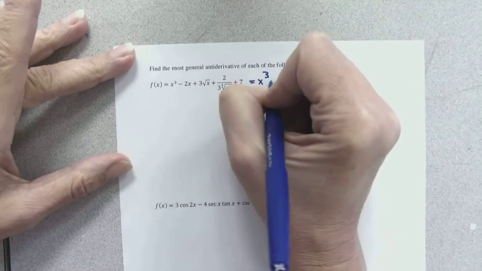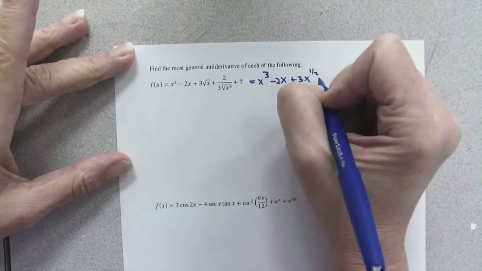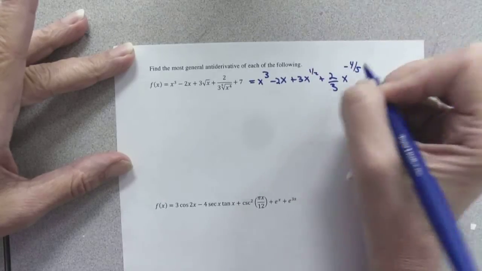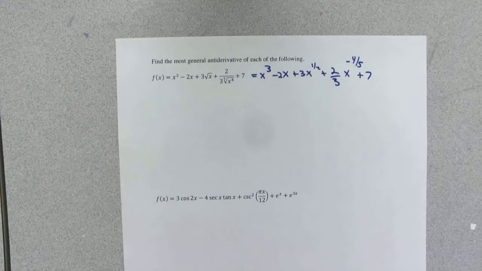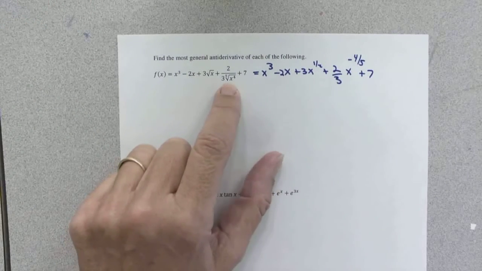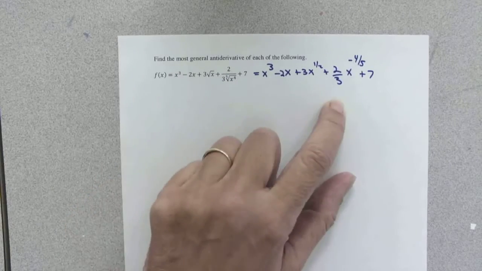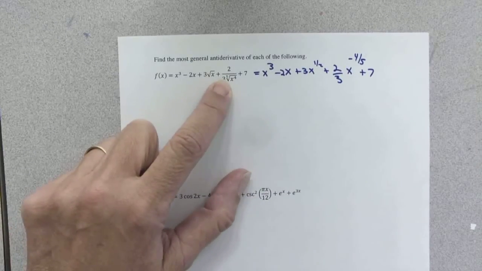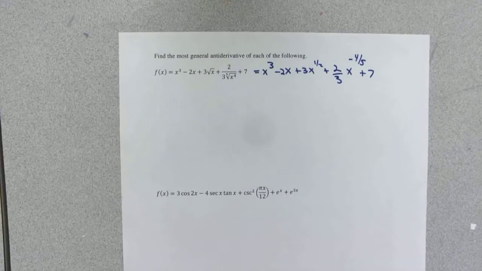I'm going to say that's x cubed minus 2x plus 3x to the 1/2 plus 2/3 x to the negative 4/5 plus 7. We like exponents, so rewrite it with an exponent. And this guy right here, remember we don't care too much about coefficients, so I just wrote the 2 and the 3 as a coefficient. Then since the x was in the denominator, I brought it to the numerator with a negative exponent. The 5, the index, is my denominator. The 4, my power, is my numerator. But that's still the original function.